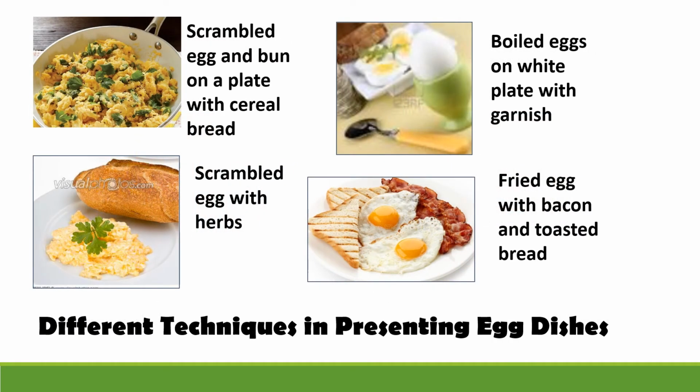Moving on to our discussion are the different techniques in presenting egg dishes. We have scrambled egg and bun on a plate with cereal bread, scrambled egg with herbs, boiled eggs on a white plate with garnish, fried egg with bacon and toasted bread. Eggs are often served with a toast in some form.